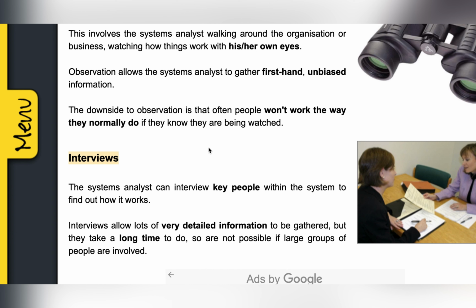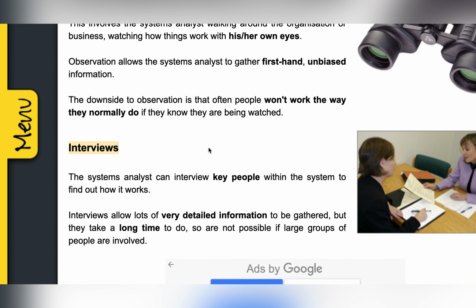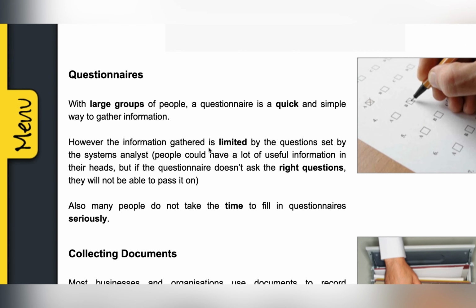So interview allows lots of very detailed information to be gathered, but this one takes a very long time. It takes a very long time to do because you have to interview a lot of people in the organization. You cannot just interview few people. If you interview very few people, you may not even get the average statistical records of how the system optimally performs. So to know if a system is doing so great, you have to interview a greater number of people. Is that okay? That's two.